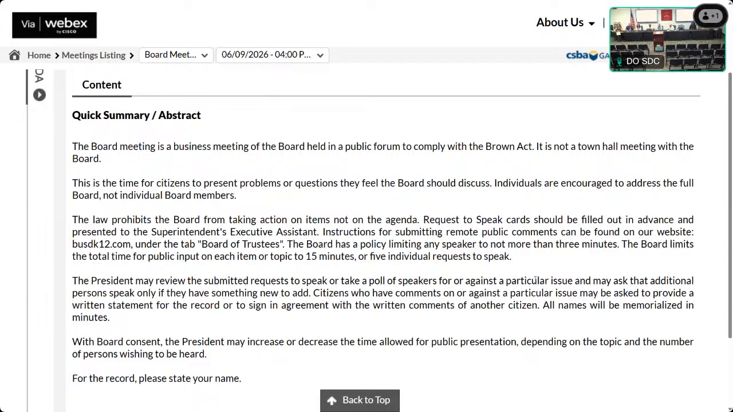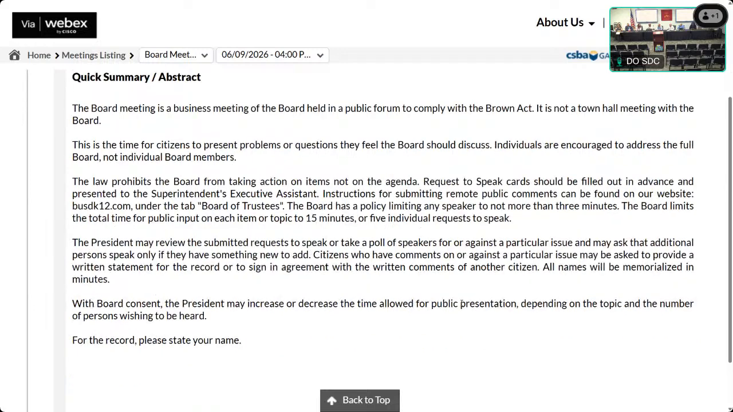Citizens who have comments on or against a particular issue may be asked to provide a written statement for the record or to sign an agreement with the board comments for another citizen. All names are memorialized in minutes. With the board consent, the president may increase or decrease the time allowed for public presentation, depending on the topic and the number of persons wishing to be heard. For the record, please state your name. None at this time. We will adjourn for closed session at 4:03.